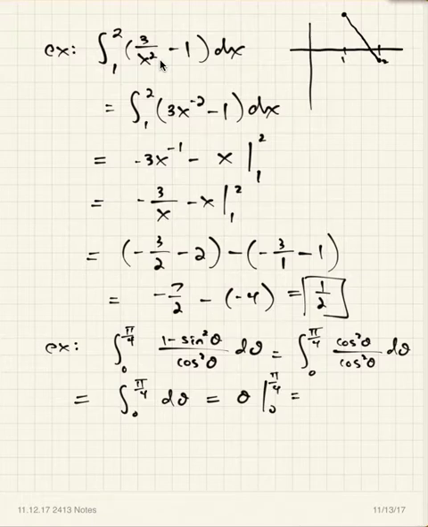And boom, this ends up being an incredibly easy problem. You just end up with pi over 4. Technically, pi over 4 minus 0, but that would just be pi over 4. So don't overlook trig identities and some simple algebra in problems like this.